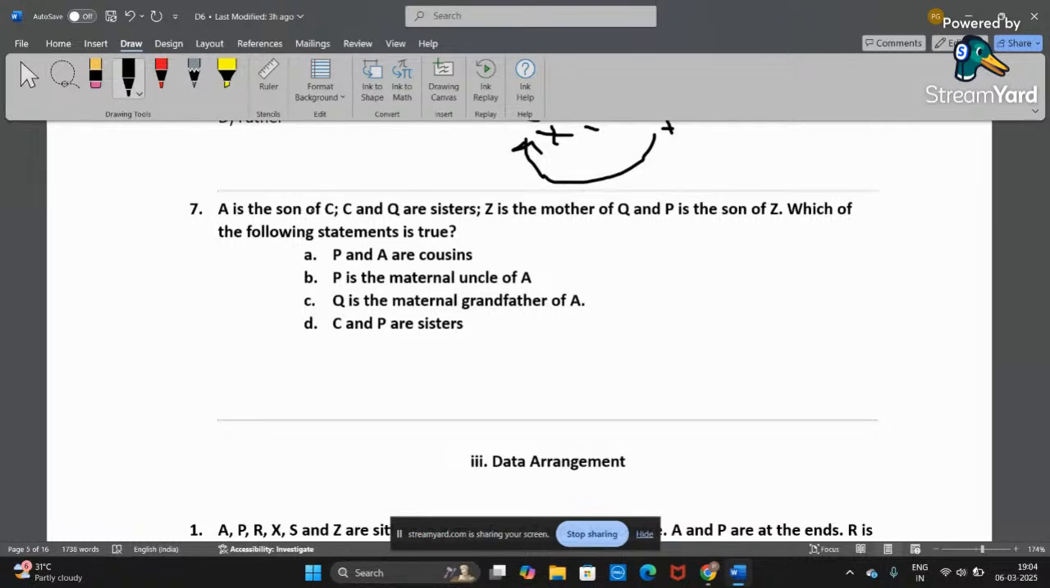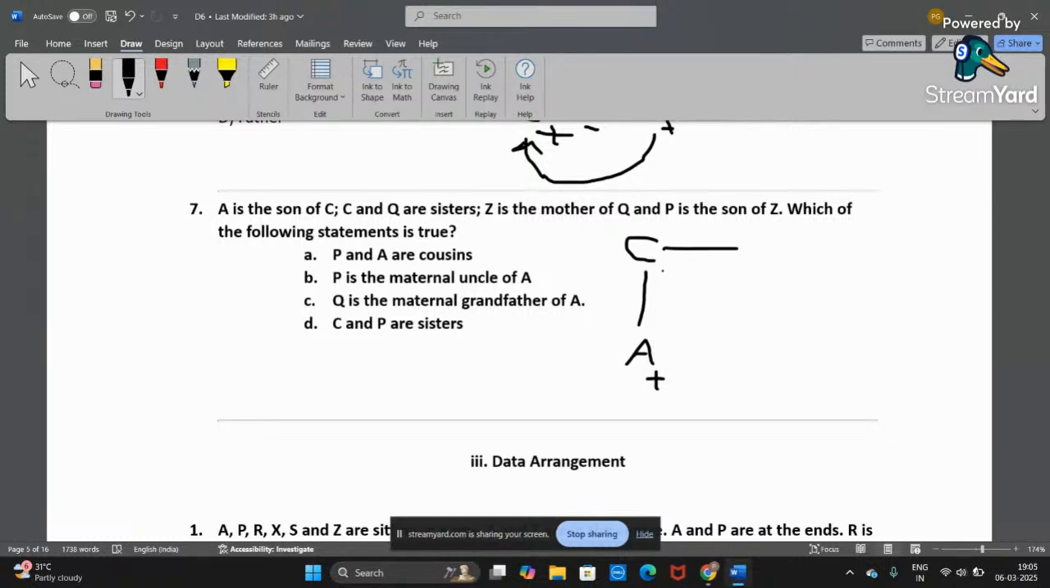Okay. A, first let us draw this. A is son of C. A is son, and son should be indicated in plus. Son of C. C and Q are sisters.